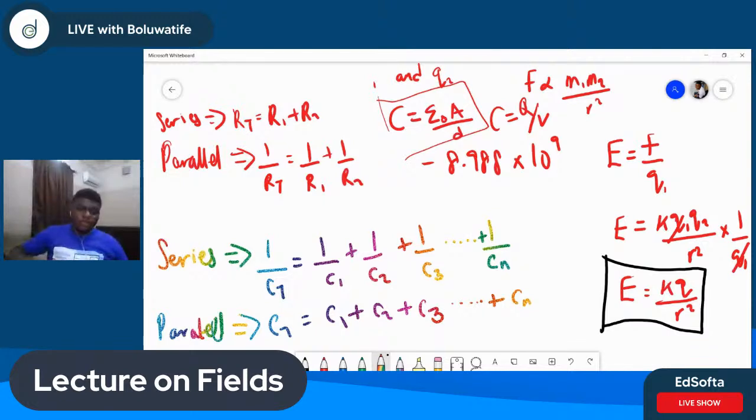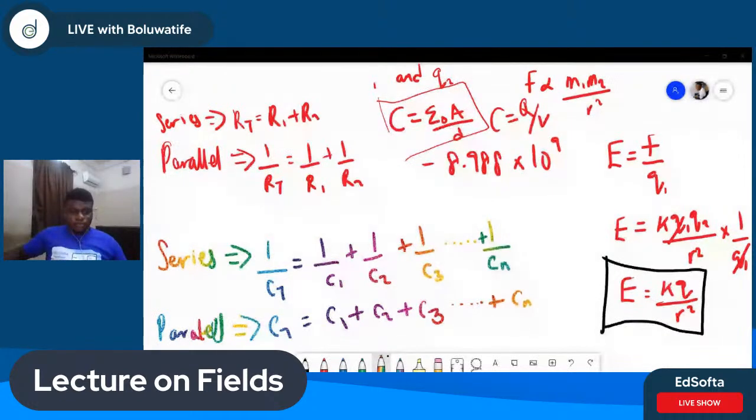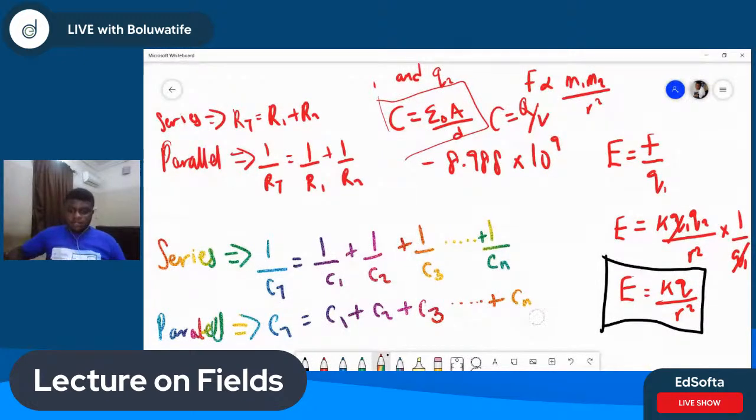Another thing to note is the energy stored in a capacitor. That's another thing you will be told to calculate, and there are multiple formulas because of the way you can manipulate it.